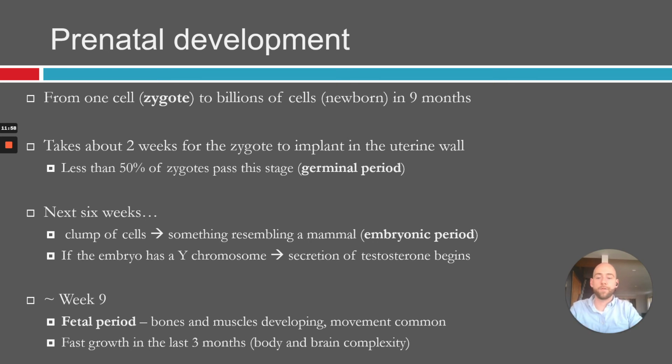There start to be different solid structures developing, bones and muscles. They start to move when people are getting the ultrasounds or sonograms. They start to see the fetus moving around while they're doing that. And in the last 3 months of the entire pregnancy period, there is an explosion of growth as well, where the body and the brain become much, much more complex. Different systems finishing up their production and the brain growing in size quite a bit.